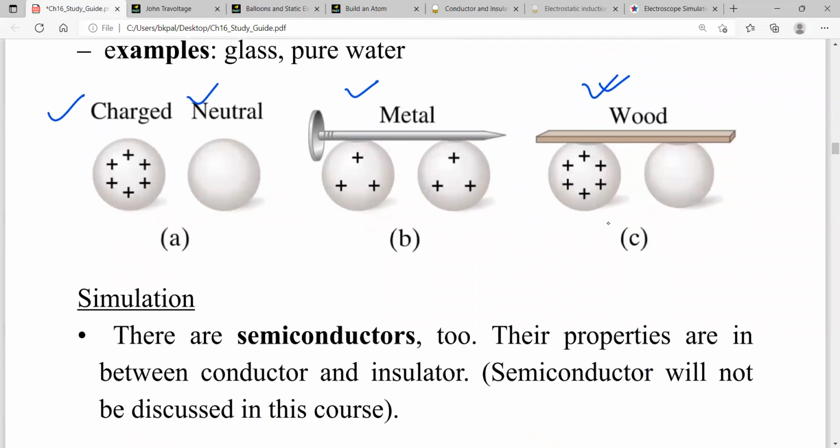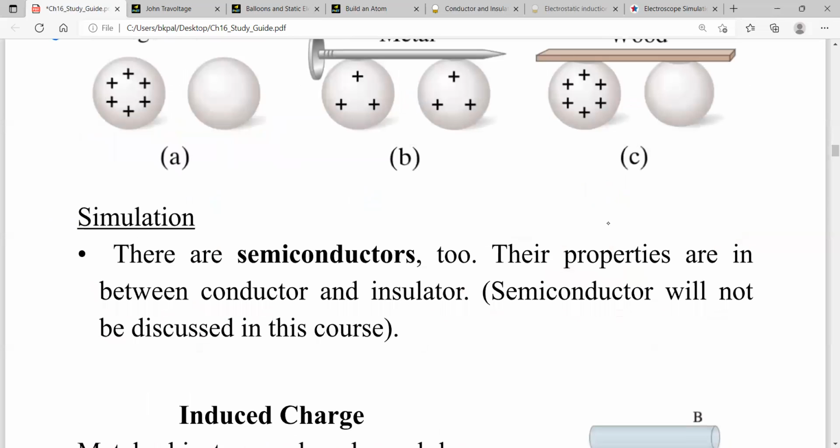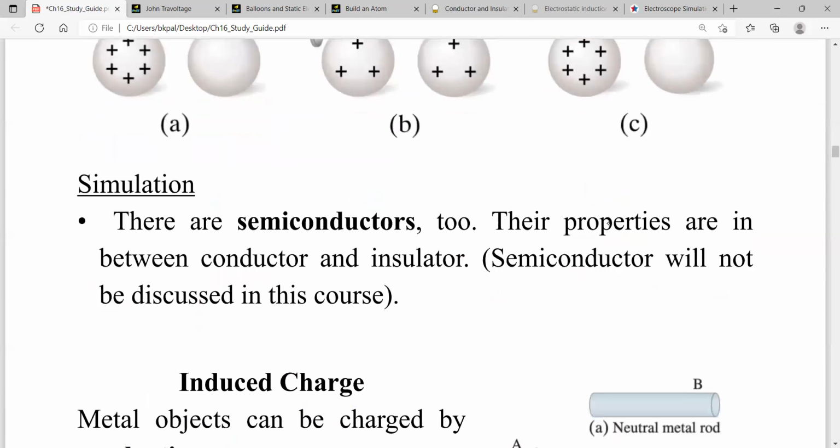And there are semiconductors too. So what is a semiconductor? Semiconductors have properties that are in between a conductor and an insulator. Although semiconductors are very useful in the electronics industry, I'm not going to talk about it.